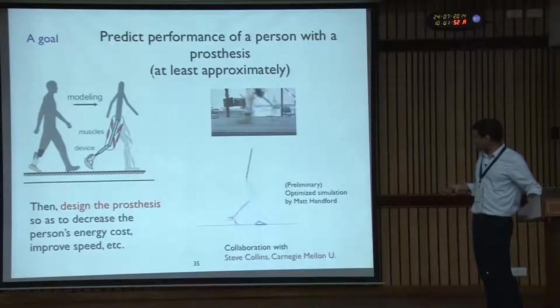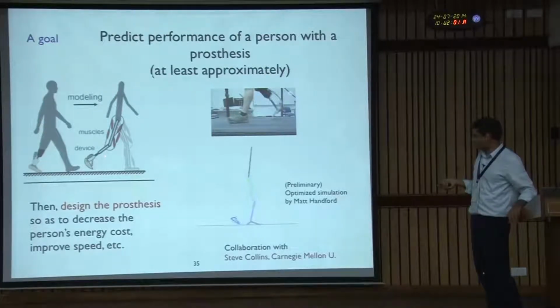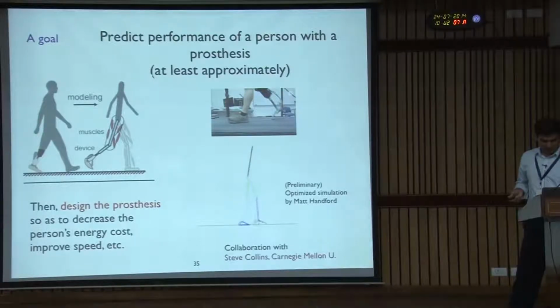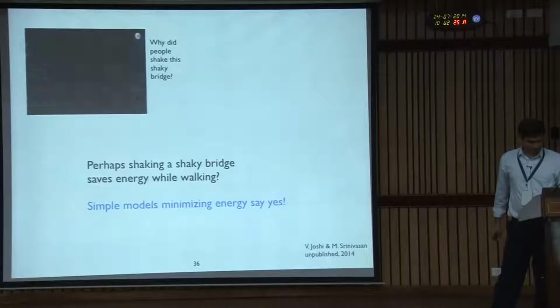This is a collaboration with someone. I showed this video earlier on, and this is an attempt to model a person walking with a prosthetic device, and let me just say we are still working on it. The goal would be to see if we input the properties of this device in this little simulation, can we find the optimal human movement for those device properties? How well does that agree with data? So far it does not, but we're still working on it.